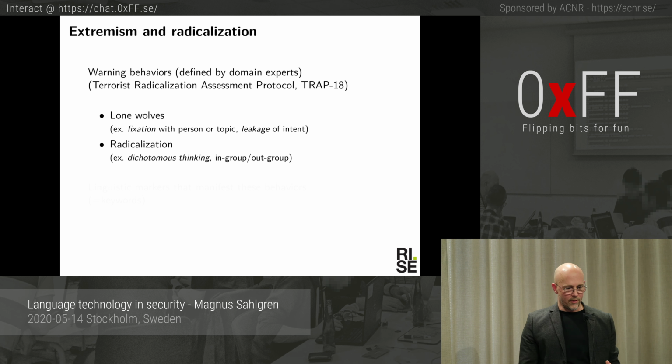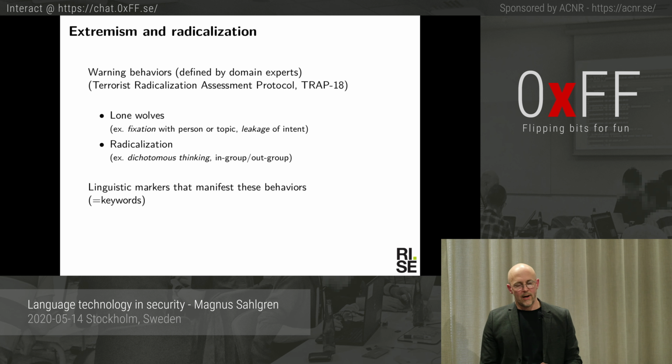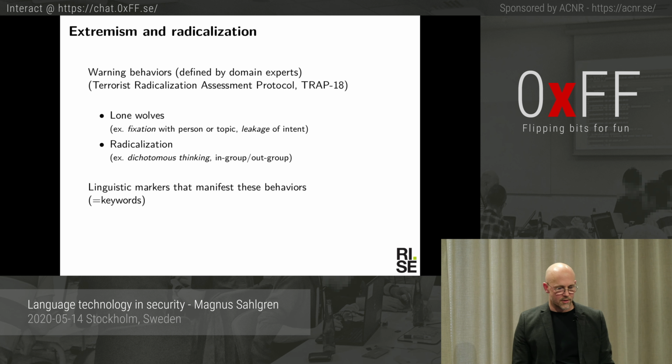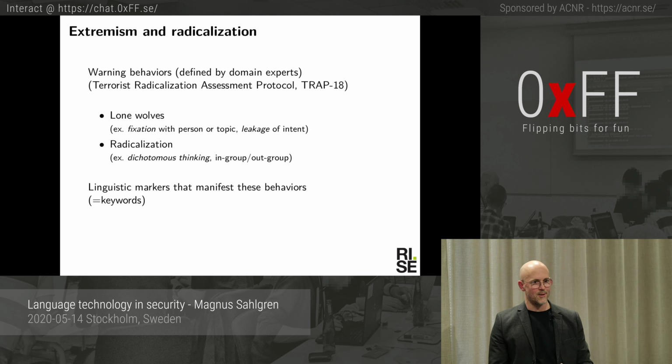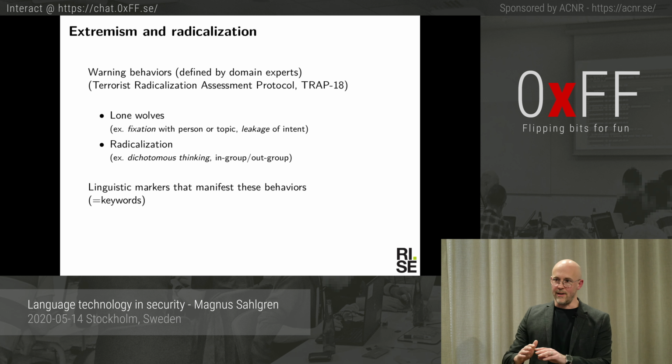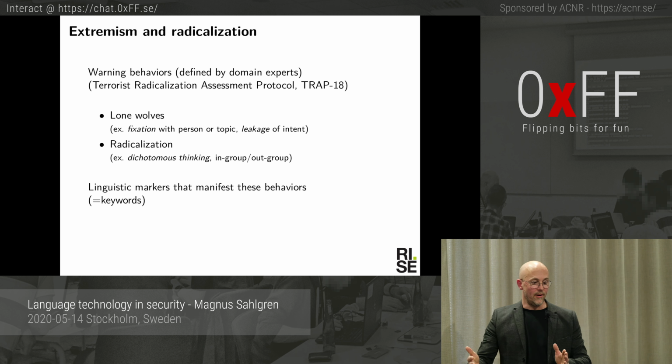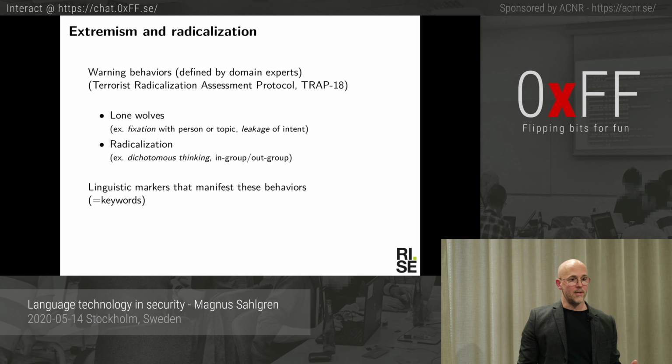And so if we have all these warning behaviors, so what do we do? Well, people try to define linguistic markers that manifest these behaviors. And that sounds really sophisticated, but it's not. It's just simple keywords, right? So in the case of fixation, we might have a list of common ideologies that people tend to fixate on. Or in the case of leakage, we might have verbal expressions like I'm going to, etc. Or in the case of dichotomous thinking, it might be as simple as high occurrence of personal pronouns like us and them, which increase over time.